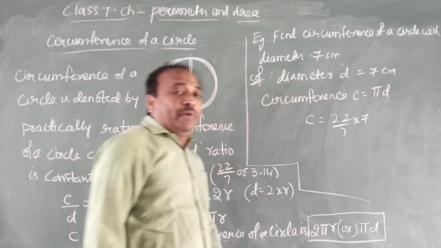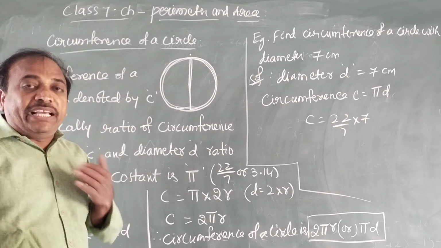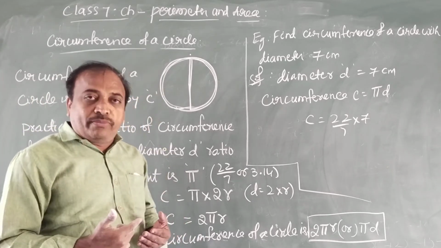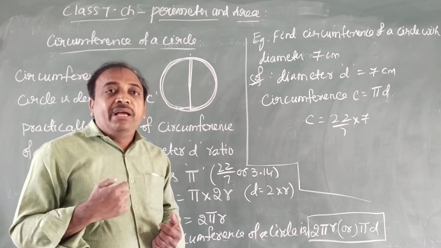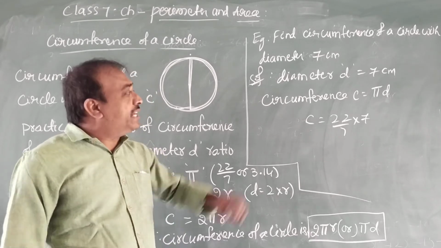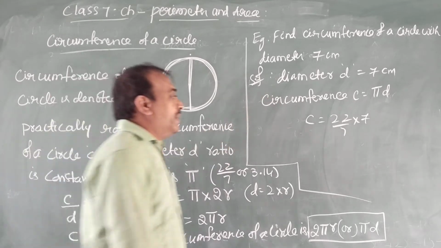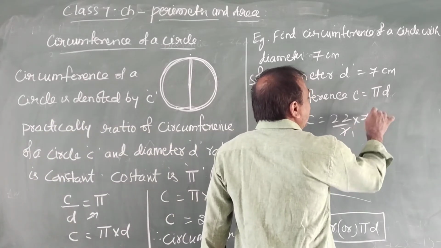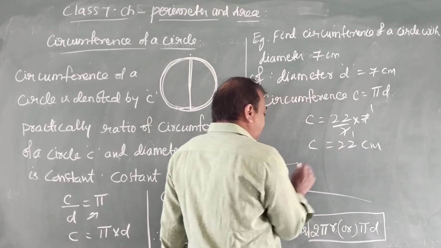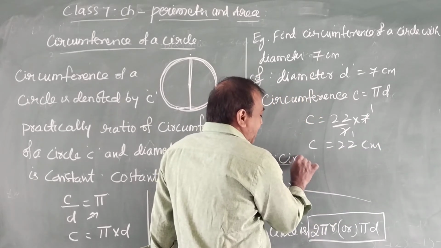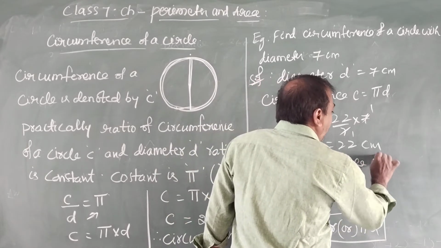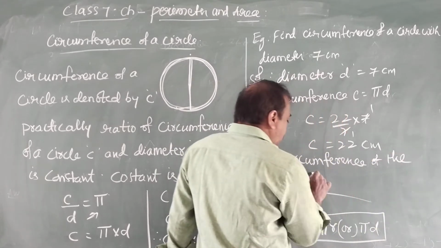You may be getting a doubt about why we are using 22 by 7. If they mention in the question the pi value as 22 by 7, you have to use the same. If they give 3.14, use the same. If nothing is mentioned, then we take 22 by 7. So 7 and 7 cancel, which is equal to 22 centimeters. Therefore, the circumference of the circle is 22 centimeters.